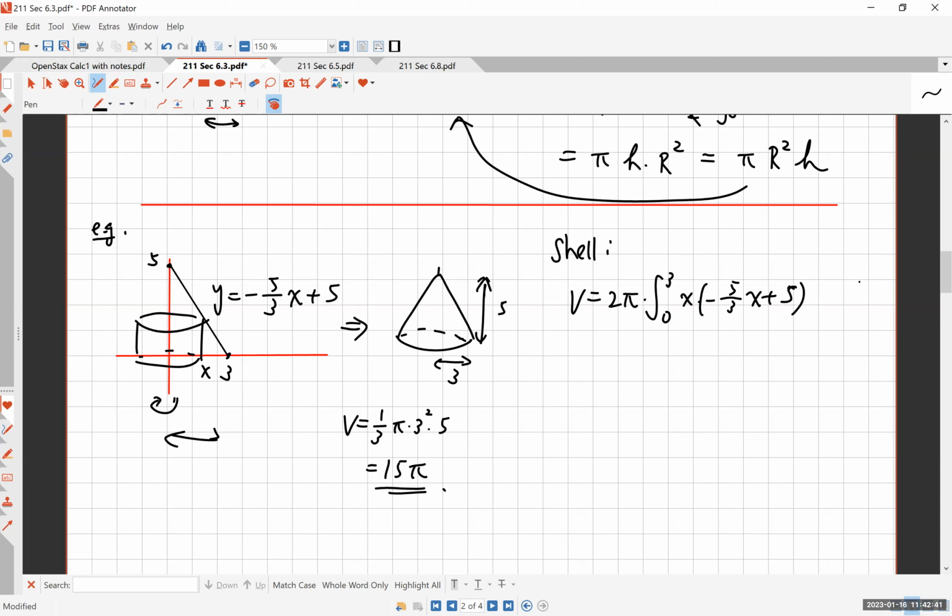In the disk method, you have f squared inside of the integral sign. For the shell method, you have x times f of x, and then 2 pi in front. So this is what you would have to integrate. Let's go ahead and multiply everything by x inside. You have -5/3 x squared plus 5x, which is what you would integrate.